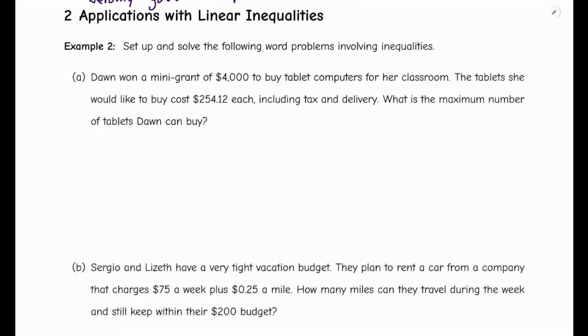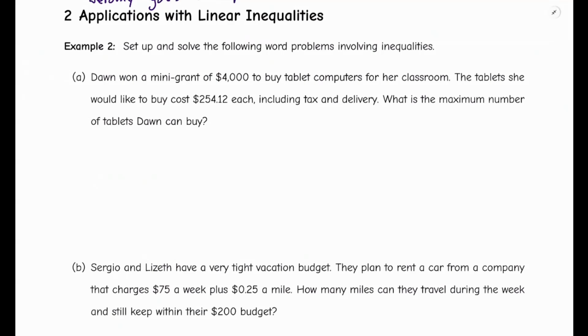This is the second video for section 2.4, part 2, applications with linear inequalities. Set up and solve the following word problems involving inequalities. Dawn won a mini grant of $4,000 to buy tablet computers for her classroom. The tablets she would like to buy cost $254.12 each, including tax and delivery. What's the maximum number of tablets Dawn can buy?